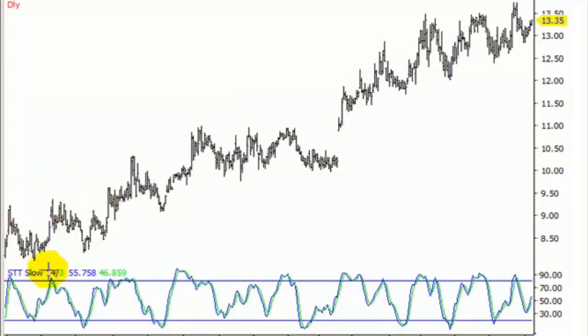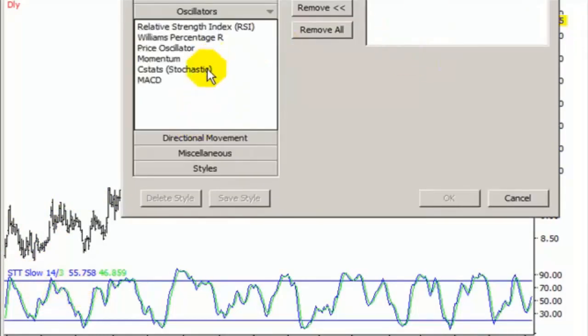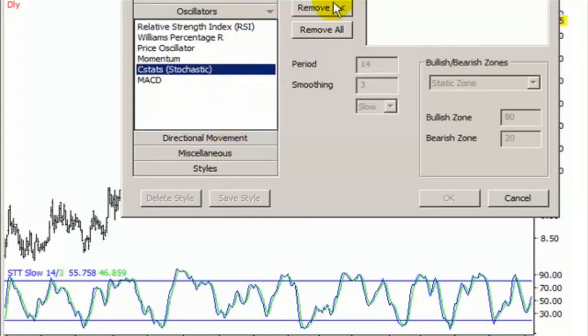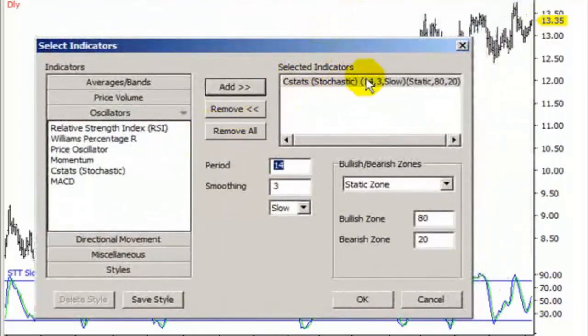Now, what we also have is a slow stochastic, okay? A 14/3. So let me show you what that looks like. If I go to my stochastic and let's just add it there. You can see that I have a slow stochastic. I have a bullish zone of 80 and a bearish zone of 20. Then I have a period here of 14, and also a smoothing of 3. And you can see that I've selected slow here.